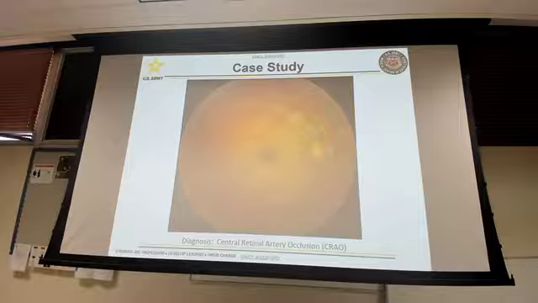Got it. And then also the cherry red spot. They weren't able to see that.